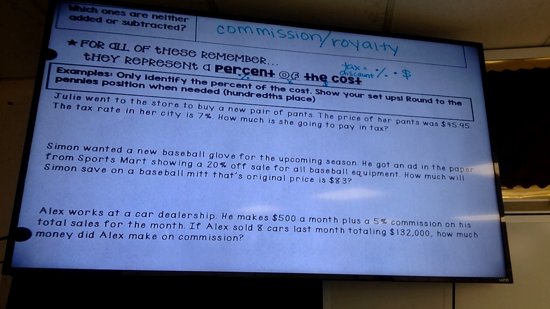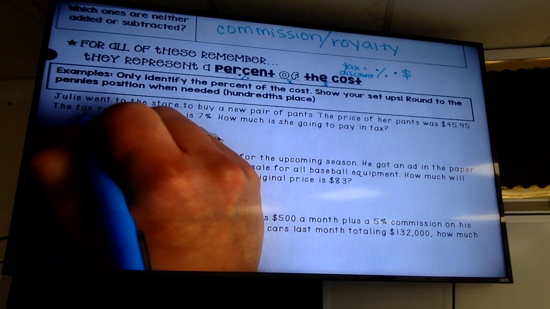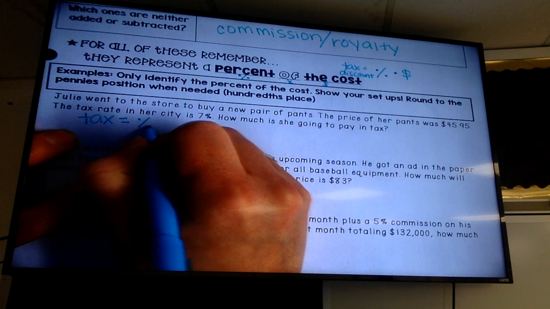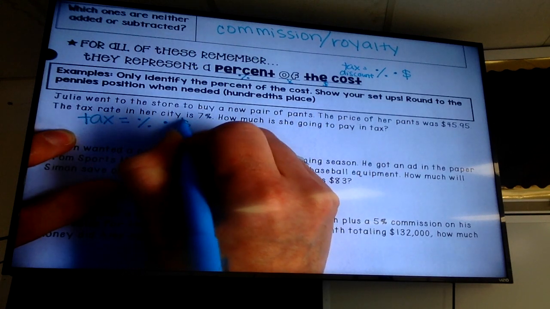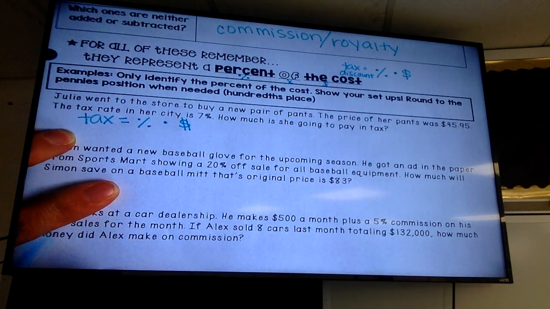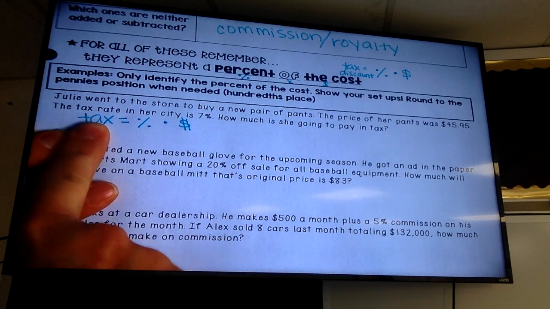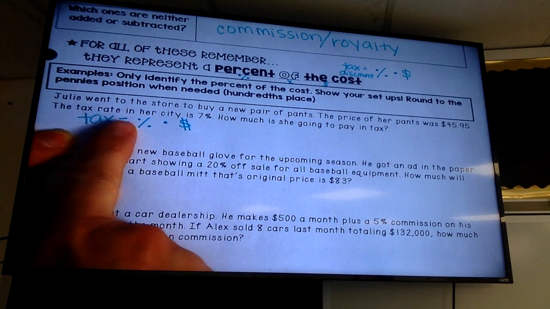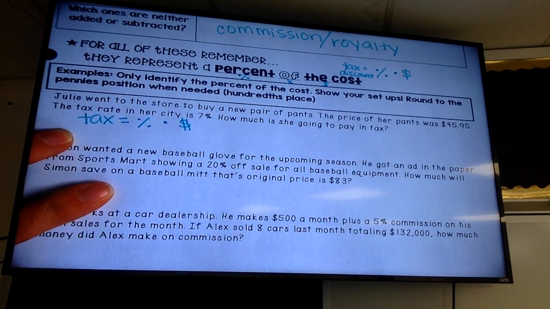All right, so Julie went to the store to buy a new pair of pants. The price of her pants was $45.95. The tax rate in her city is 7%. How much is she going to pay in tax? So again, tax is a percent of the cost. Every time I start with this, and I just switch my word. Maybe if it was tip, I would say tip is the percent of the cost. Commission is the percent of the cost. Start with the same thing every time.